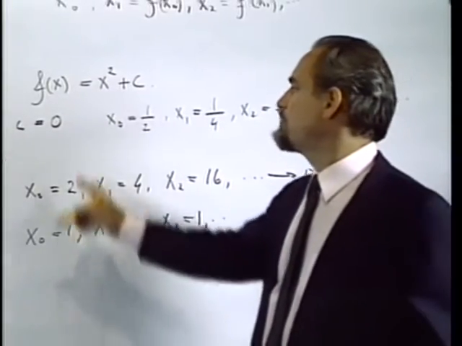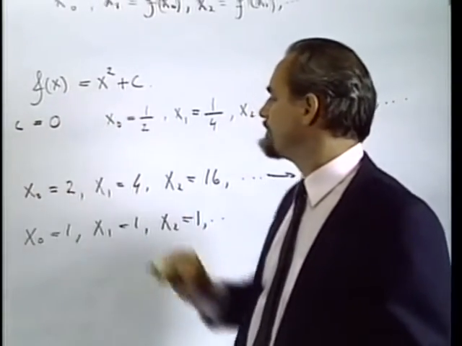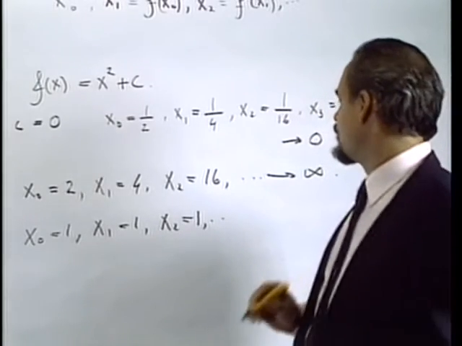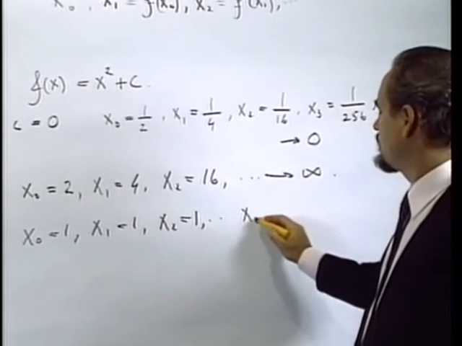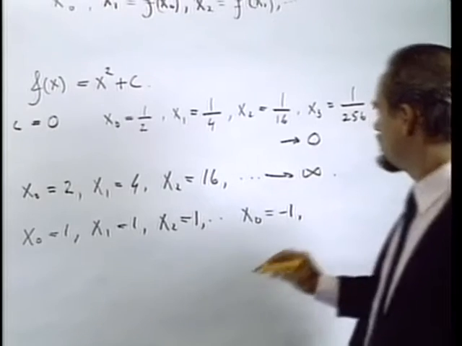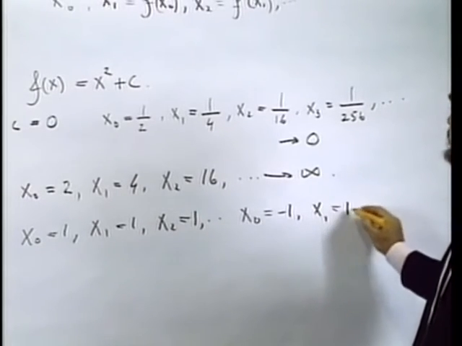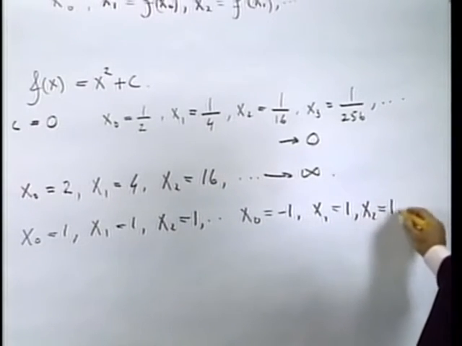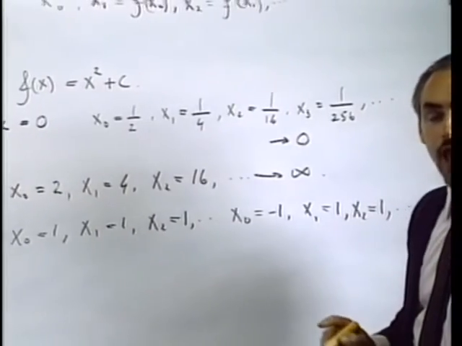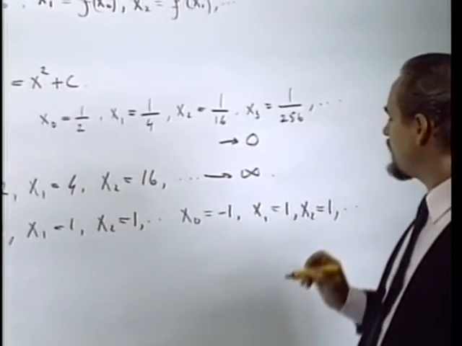1 is a fixed point of the transformation f of x equals x squared. If you started with x0 equals -1, then x1 is equal to 1, x2 is equal to 1, and so forth. After one move, the sequence becomes constantly 1.